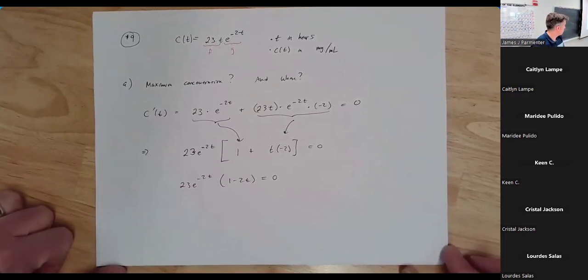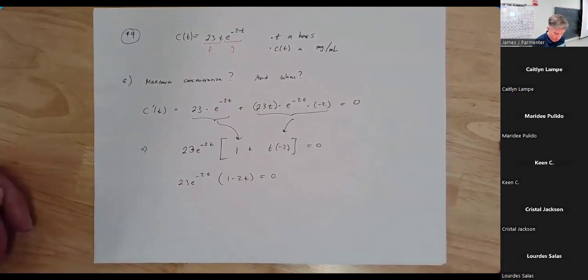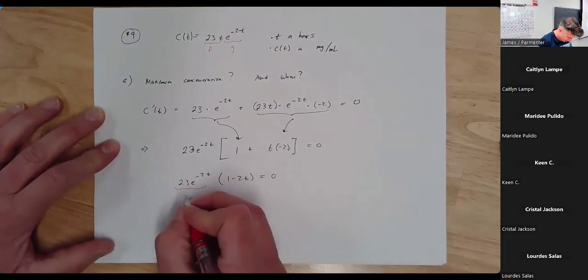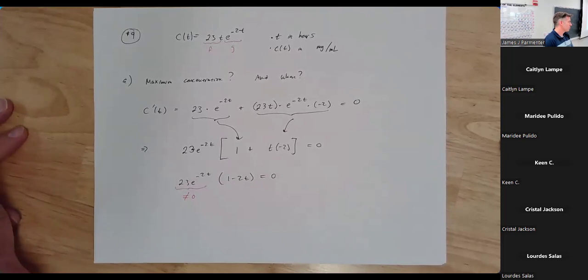And when you're trying to set this equal to 0, you set each factor equal to 0, but I'll remind you all that this 23 e to the negative 2t is never going to equal 0. Because e to the something is always positive. Think about the graph of e to the x. It's always positive.